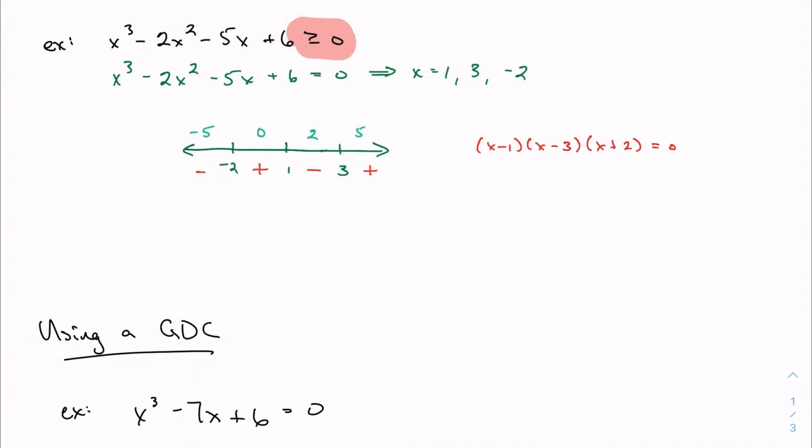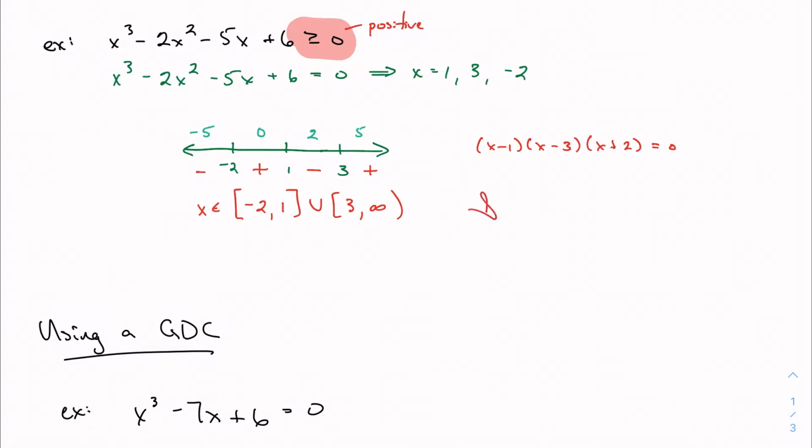That tells me that I want positive values, or 0. So I have positive results when I'm between -2 and 1, and from 3 to infinity. And this would be my solution set for the inequality.